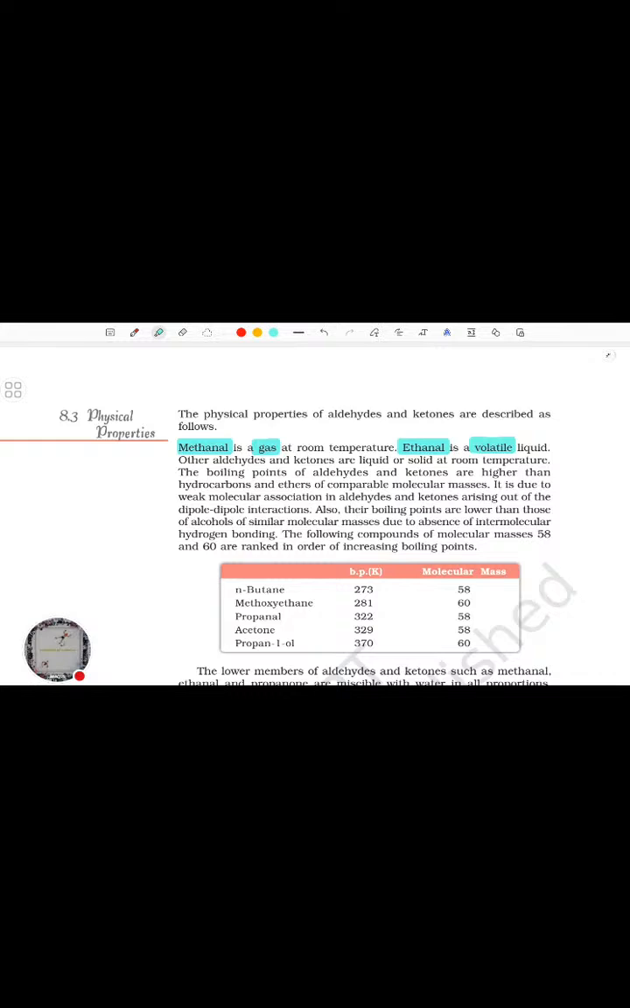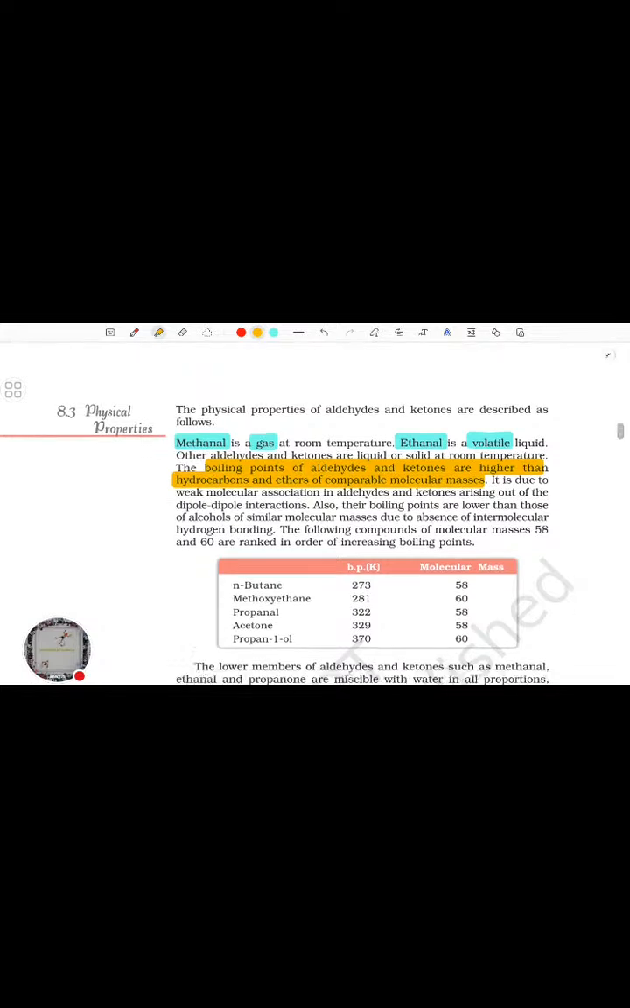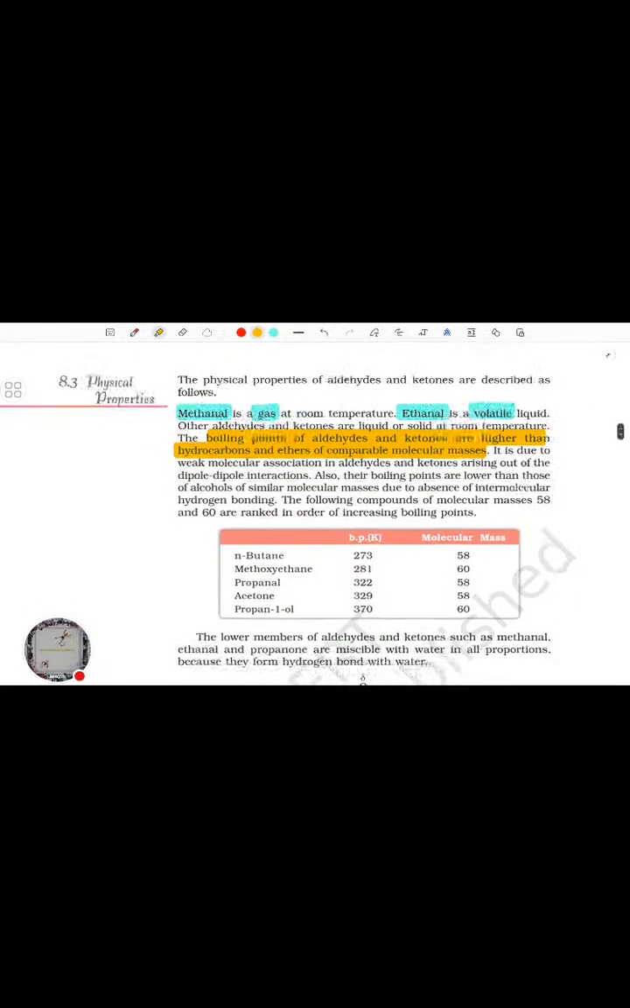The boiling point will have a higher value for aldehydes and ketones compared to hydrocarbons and ethers of comparable molecular masses due to the weak molecular association in aldehydes and ketones arising out of the dipole-dipole interactions. Also, their boiling points are lower than those of alcohols of similar molecular masses due to the absence of intermolecular hydrogen bonding. The following compounds of molecular masses 58 and 60 are ranked in order of increasing boiling points.